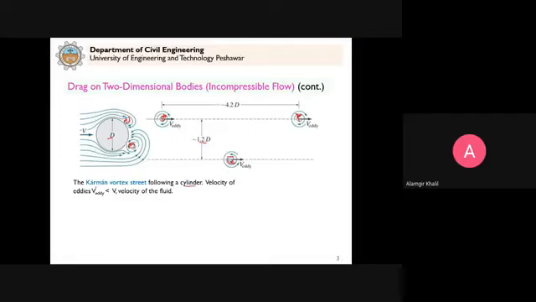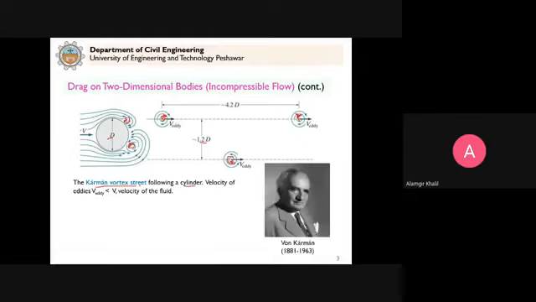So this shedding of vortices will form what is known as the Kármán vortex street. So von Kármán, we earlier used his contribution in pipe flows also, for the friction factor. In this case, this Kármán vortex street is the one following a cylinder, clear.